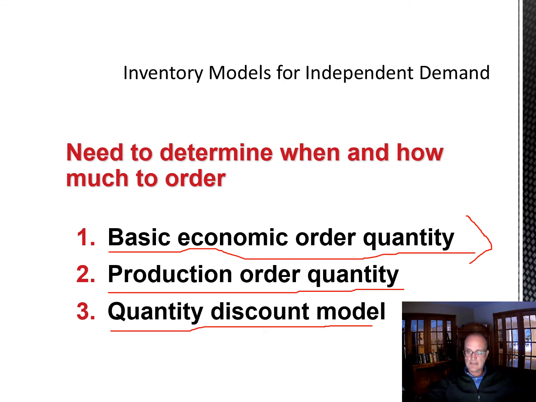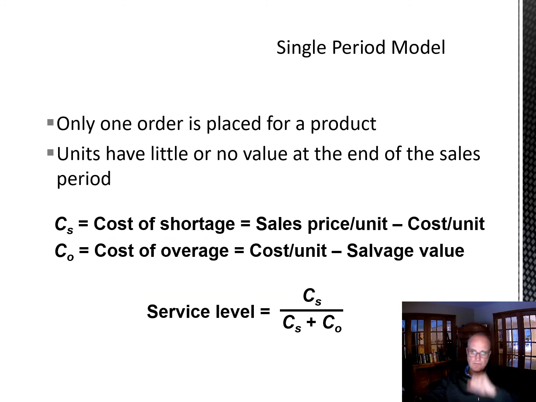Whereas the quantity discount model says, well, sometimes if we order more, we get a better deal, and we need to take into account the acquisition cost in addition to the holding and setup costs. So we'll go through some examples. These are the three most important ones that we'll cover. There are a number of others that I think are worth thinking about.